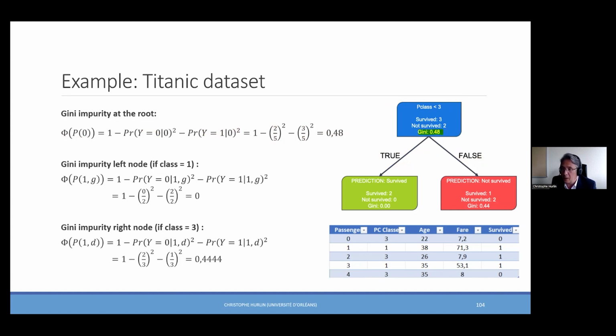Is it clear? What is the impurity on the left node? As I said before, on the left node, we have all the people who were in the first class. So we have these people, and we have this individual. So in this subpopulation, we have only 2 individuals, and the 2 have survived.